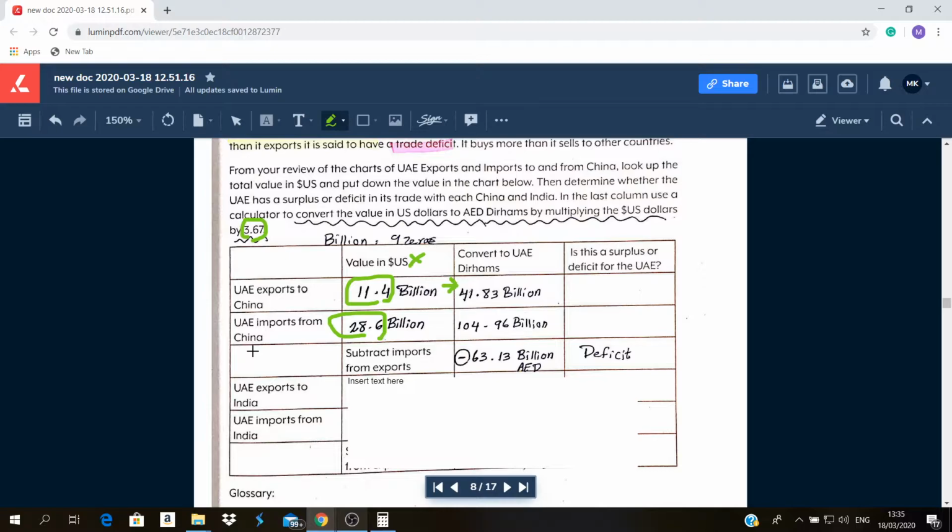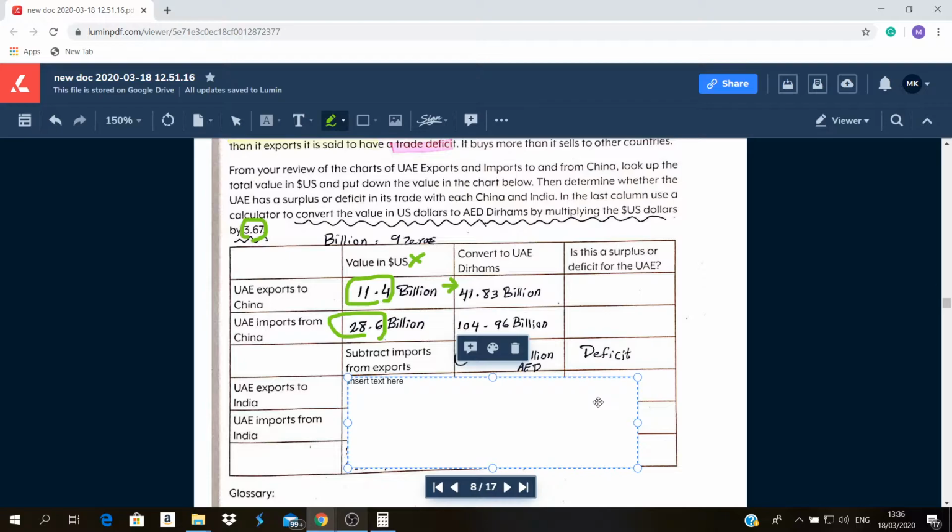So this is deficit or surplus? It's deficit. How we're going to know this? How we're going to calculate this? We're going to subtract imports from exports. So we're going to subtract the imports from the amount of this. So we're going to say 11.4 billion dirhams minus 28.6, it's gonna be minus 63.13 billion dirhams. So this minus indicates that there is a shortage. So the UAE is buying things more than selling.